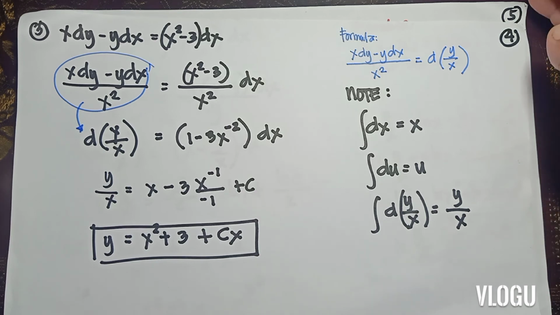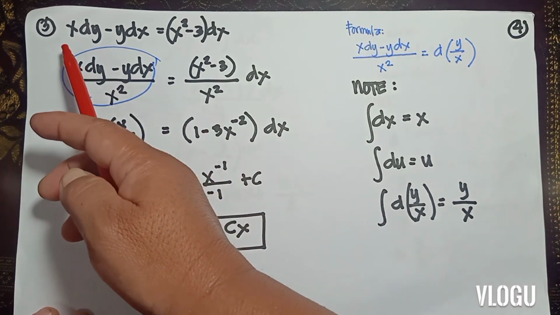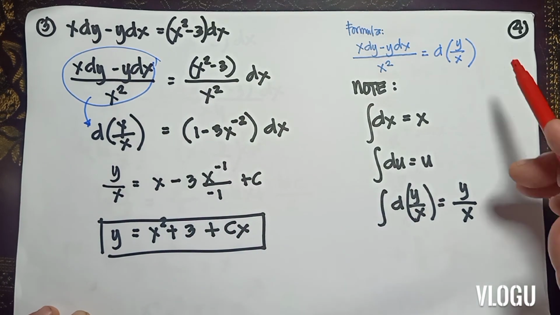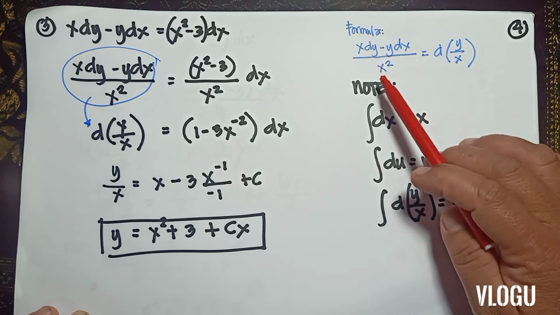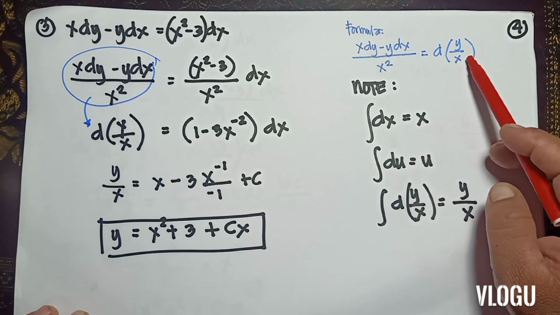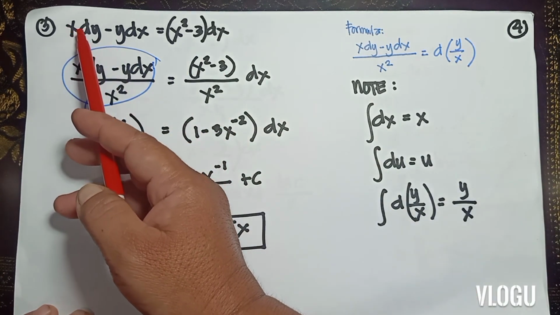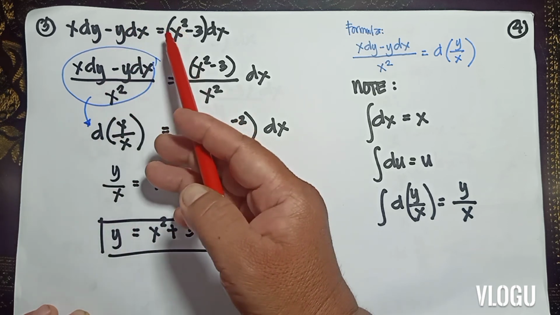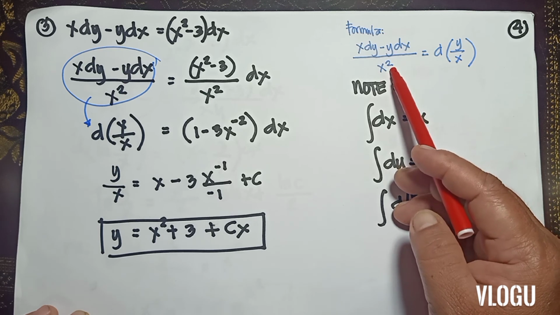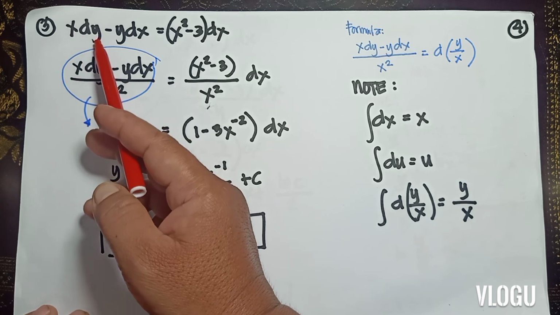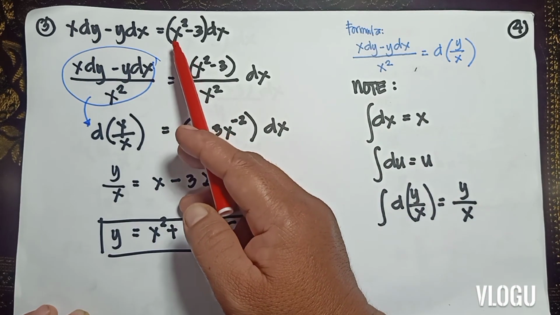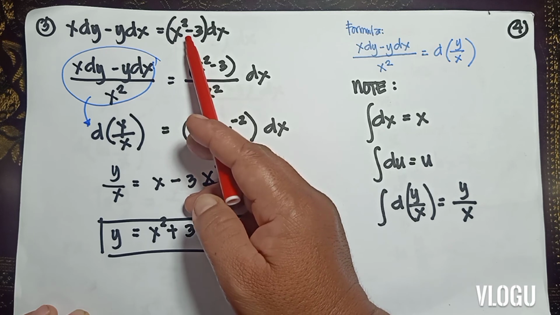The next example, we have x dy minus y dx equal to x squared minus 3 dx. Okay. So if we look at here, the formula that we are going to use is x dy minus y dx over x squared is equal to d of y over x. Because your given here is only x dy minus y dx, and that is equal to x squared minus 3 dx. How can we have a form of over x squared? Because the given doesn't have a denominator of x squared. So to have this, of course, we are going to divide with x squared both sides.